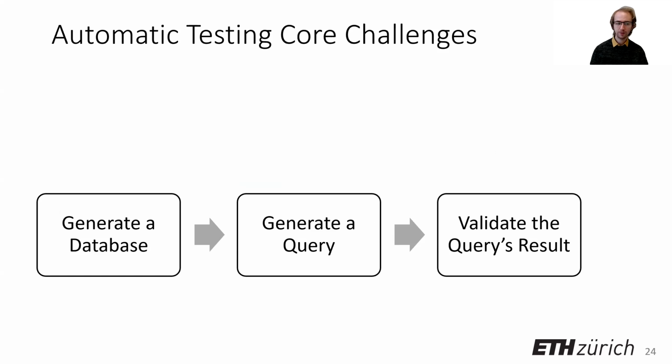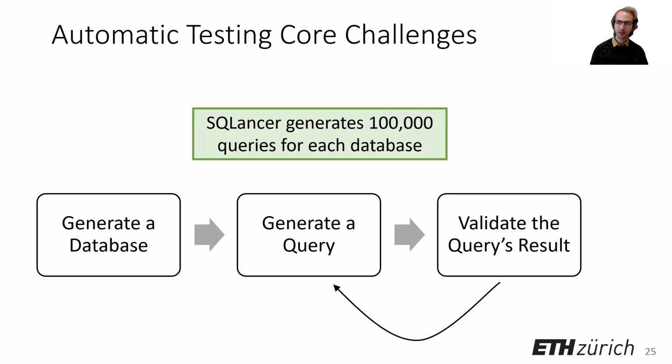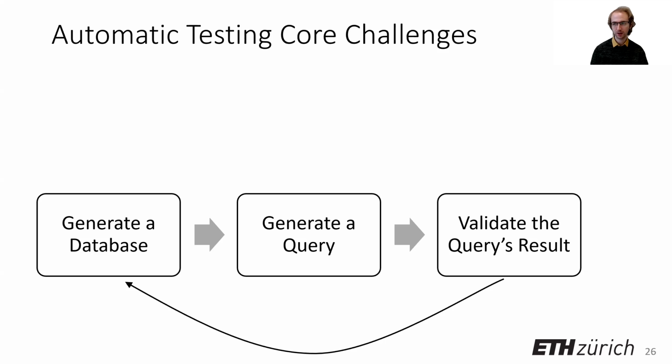SQLancer operates in 3 phases. First, it generates a database, then it generates a query, and finally it validates the query's result. And from that, you can go back to generating a new query. Specifically, SQLancer by default generates 100,000 queries for each database. The reason for this is that generating a database is more costly on many or most systems than generating queries or executing the queries. Then we can go back to generating a new database.